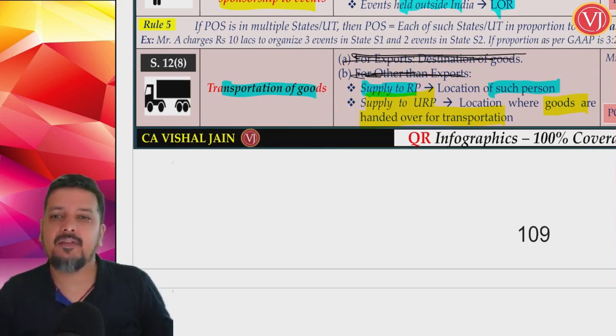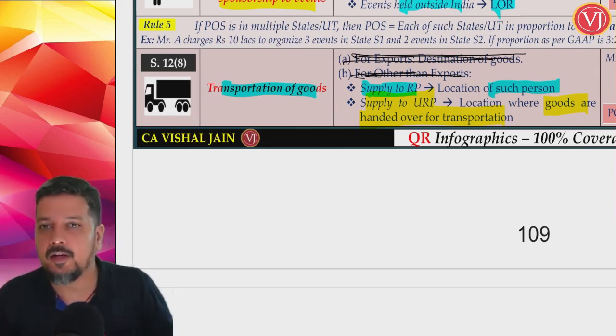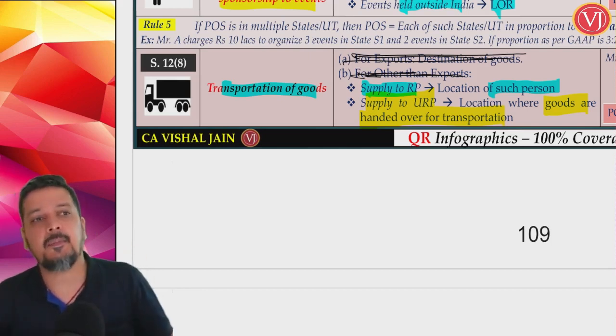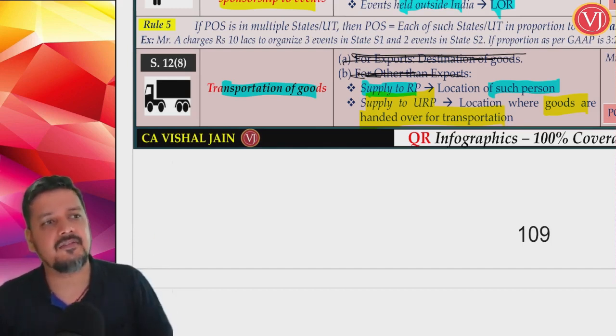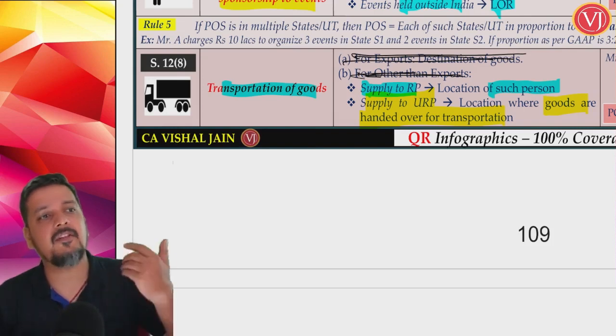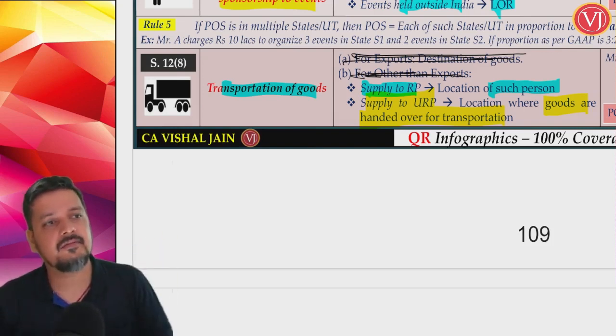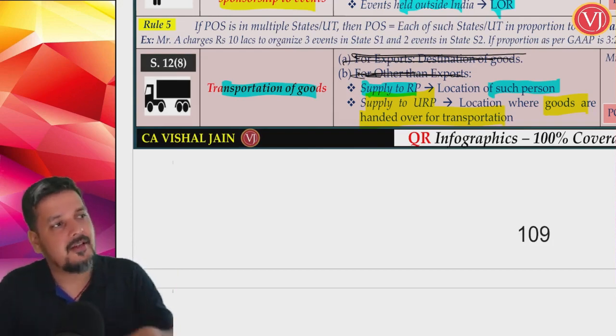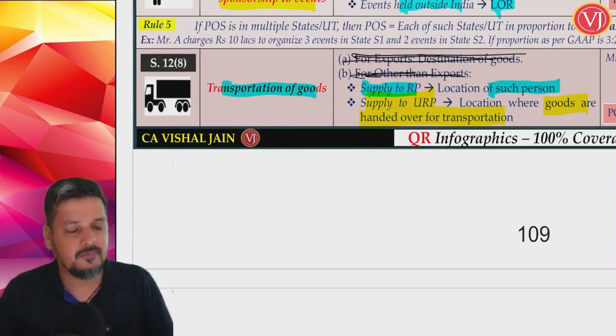If it is B2B, simple, wherever the recipient is located, location of registered recipient. If it is B2C, supposing the goods are moving from Tamil Nadu to Maharashtra, and the recipient is Maharashtra registered, simple, answer is Maharashtra. Recipient is Maharashtra not registered, where the goods are handed over for delivery, answer is Tamil Nadu.